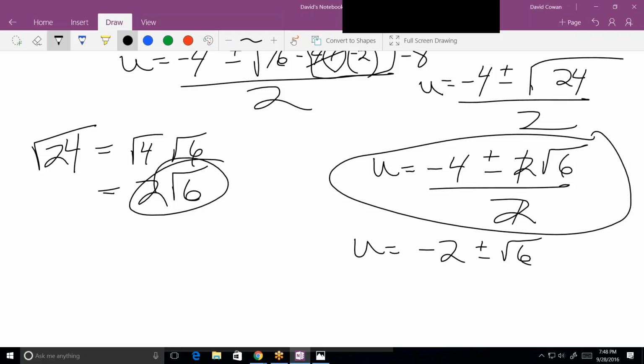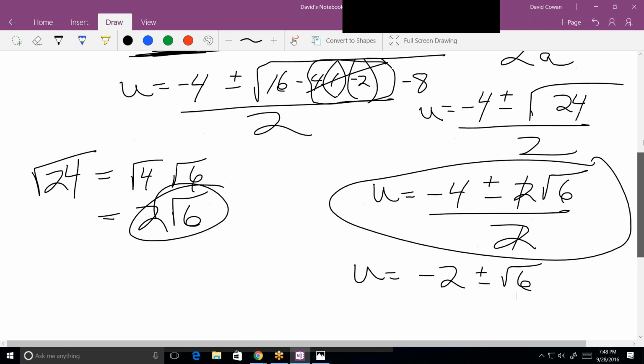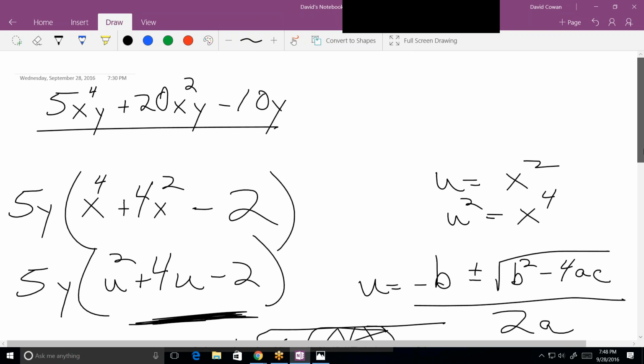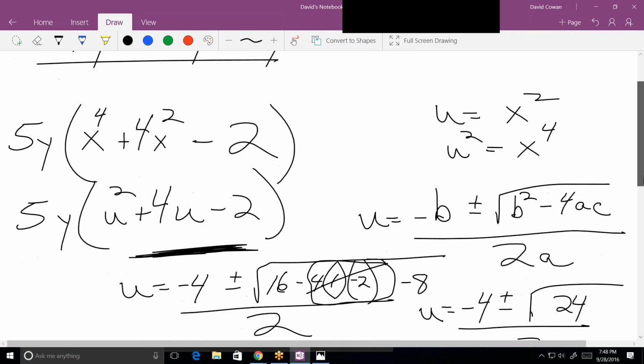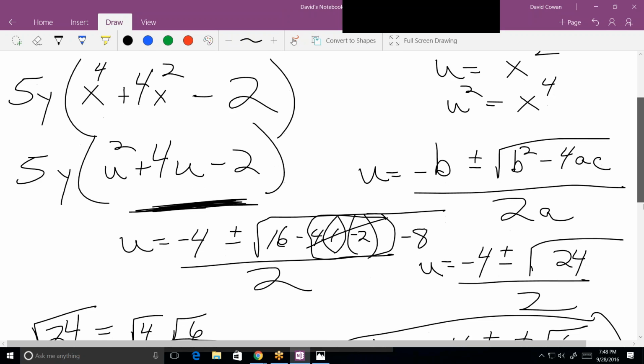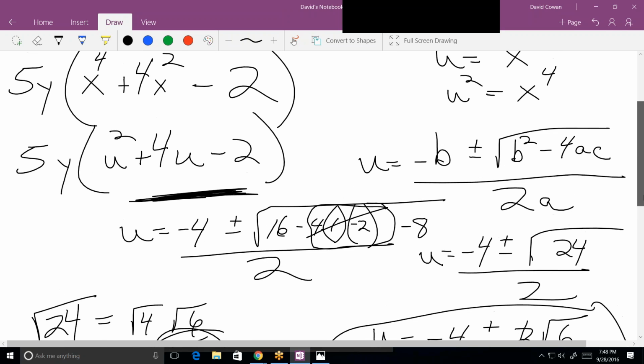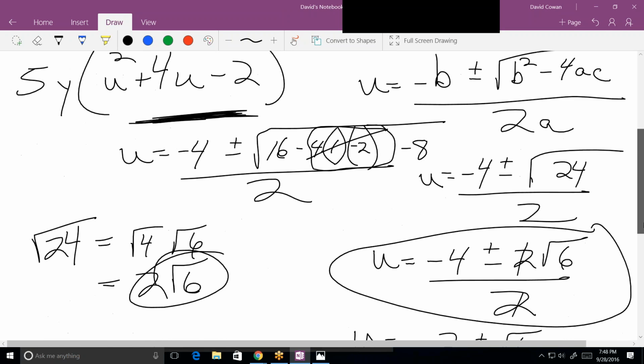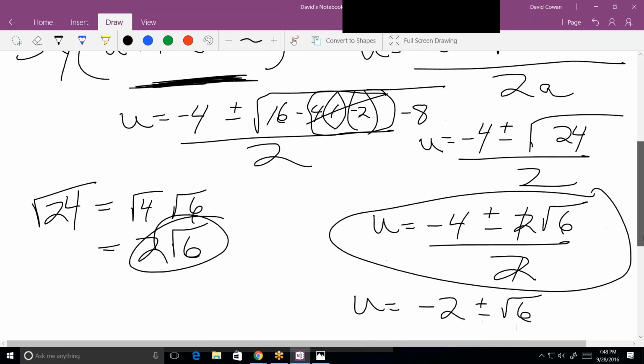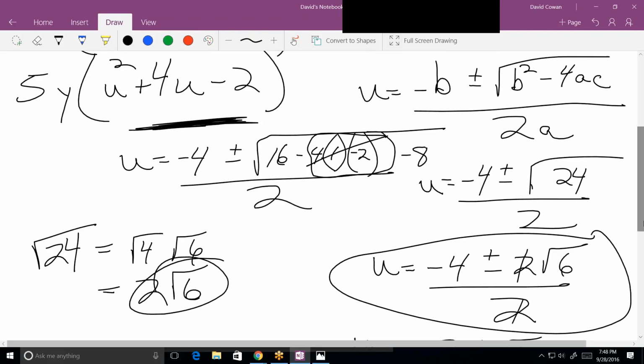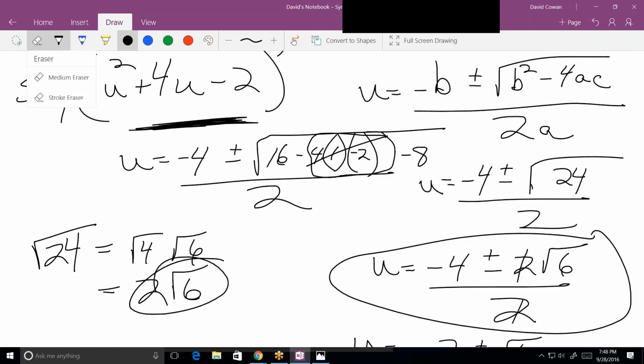Problem is that u is equal to x squared. So, if we're going to fill this back in, we have minus 2. All right, hold on a moment.